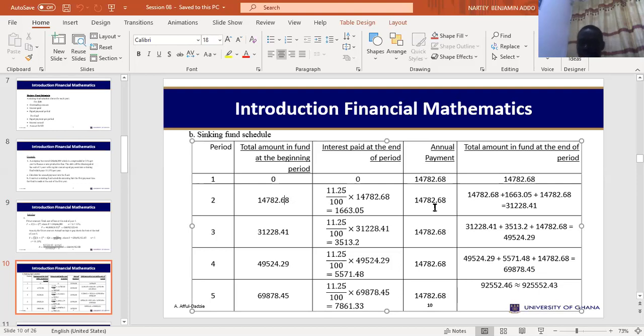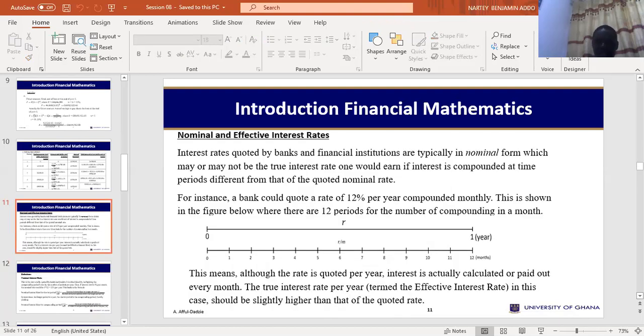And then remember that you are making this payment every year. So it means at the end of the second year, you have your previous payment, which is the 14,787, plus the interest, and then plus another installment, yeah, you are making 14,787, right? So the total amount in your fund will be what? 31,237.41. So that will continue to the end of the 5th year. And that will be your sinking fund schedule. Okay. Right.